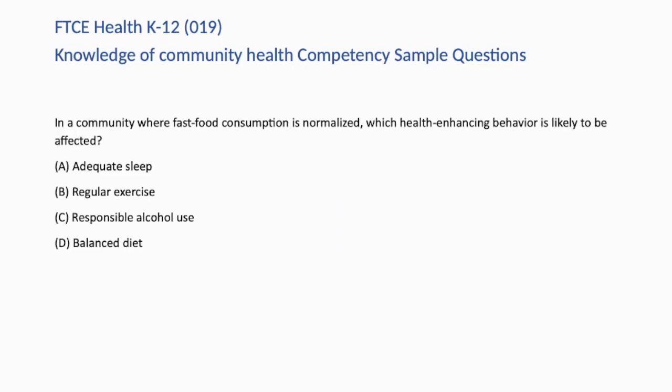In a community where fast food consumption is normalized, which health-enhancing behavior is likely to be affected? A. Adequate sleep. B. Regular exercise. C. Responsible alcohol use. Or D. Balanced diet. So this question is asking us to identify the health-enhancing behavior most likely to be affected in a community where fast food consumption is normalized.